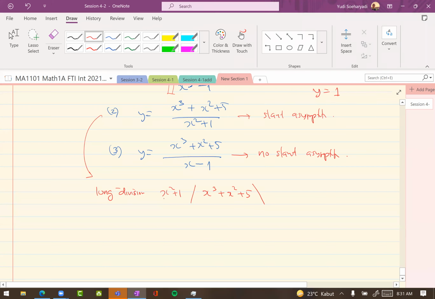Okay, so divide this out. Cube divided by square, so you have x. Multiply this out. Plus x. There we go. Subtract, so the cube will cancel, and you get x squared minus x plus 5. When you divide by this, you can no longer divide by x squared plus 1.